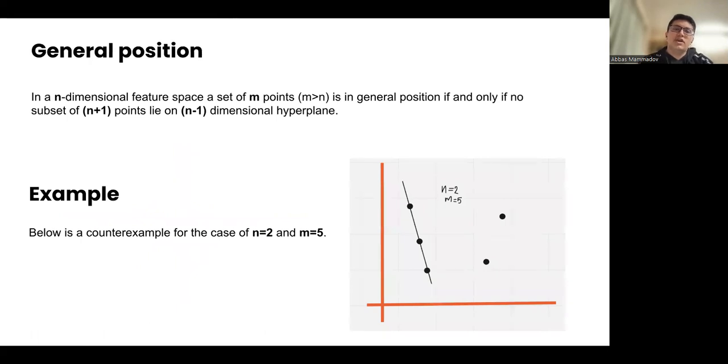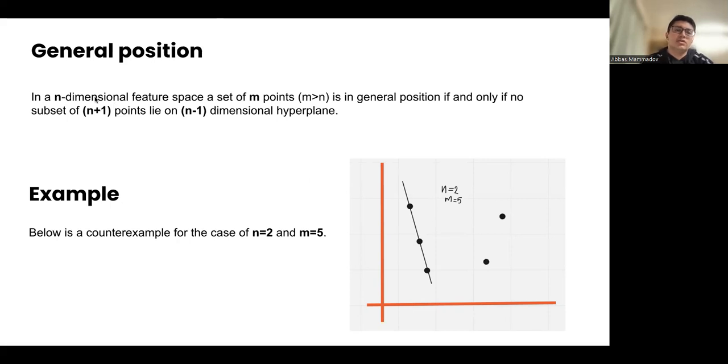So now we have another preliminary that we should understand before going into the details of shattering and the VC dimension. It is the general position. We will always assume that the points that we are given throughout this presentation are given in general position. So we should understand what general position is.